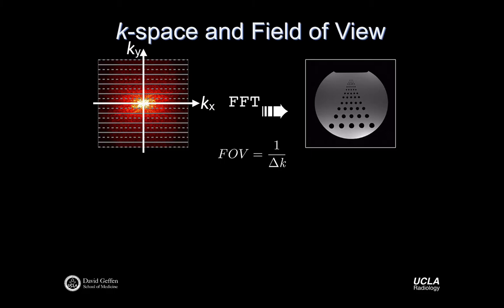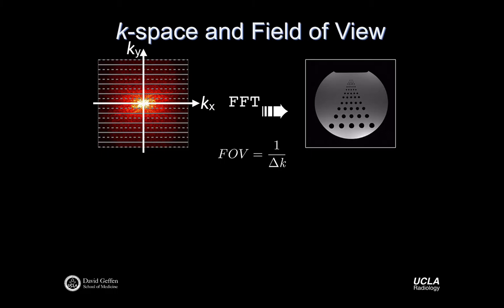Now, when you sit down at the scanner, none of us choose delta k, right? What we do is choose the field of view. And then the system behind the scenes says, okay, fine. If that's your field of view, then this is what 1 over delta k needs to be. And if that's what 1 over delta k needs to be, then I can start calculating gradient amplitudes and so forth. We'll see some examples of that when we talk about phase and frequency.